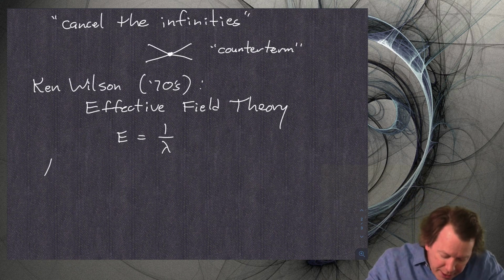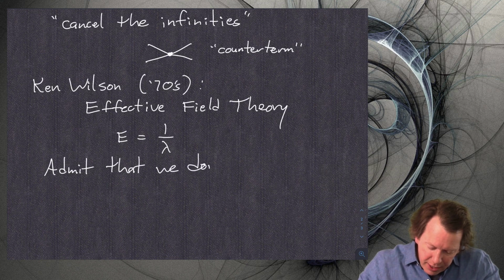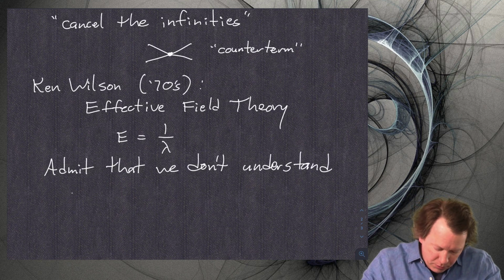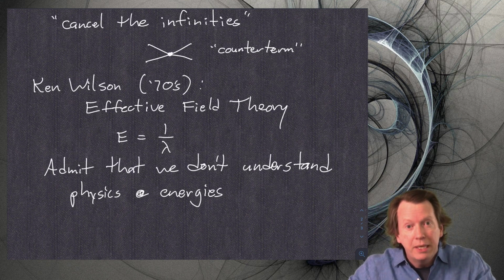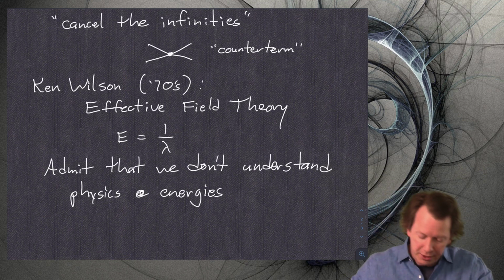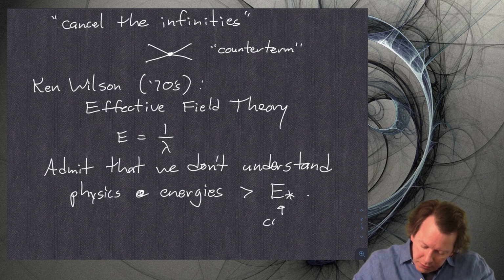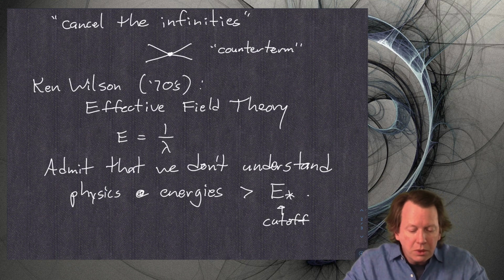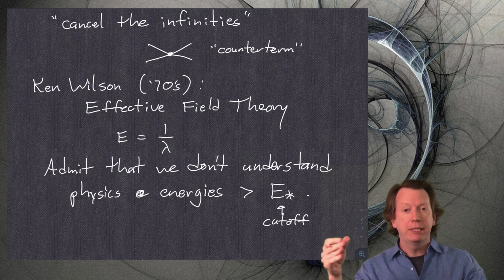So Wilson's philosophy is to admit that we don't understand things at very high energies. And the way that he quantifies that is, he says, you tell me the energy scale up to which you think you do understand physics, and I will put a cutoff at energies greater than some cutoff energy E star. So this is called the cutoff. And what he says is, we admit that, but it's not just that we admit it, we put that into our equations explicitly and see what happens.